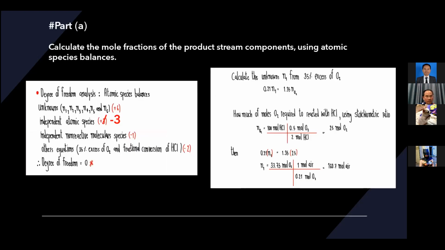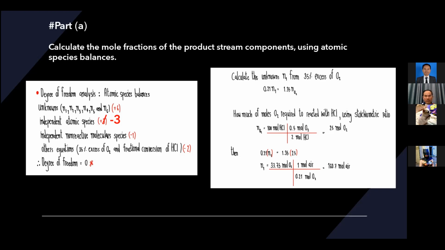For part A, we need to use the atomic species balance method to calculate. For the degree of freedom analysis, we have unknowns equal to 6 plus 6, independent atomic species equal to -3, independent non-reactive molecular species equal to -1, and other equations from the excess of oxygen and fractional conversion equal to -2. Then the degree of freedom is equal to 0.